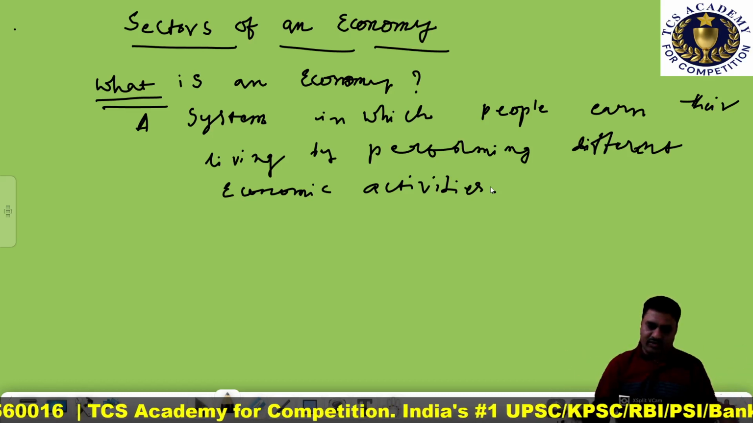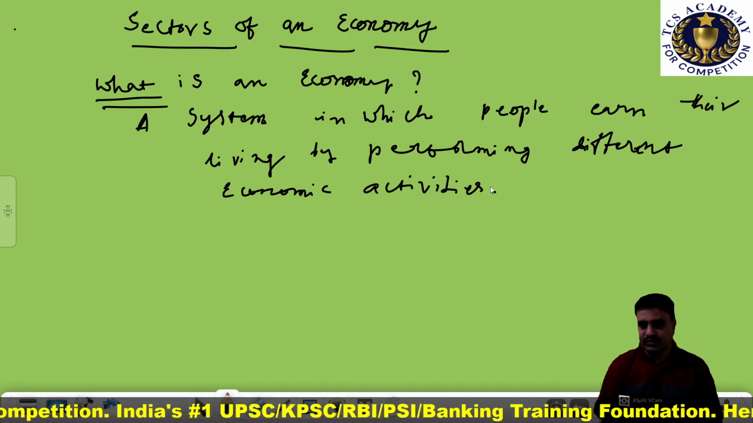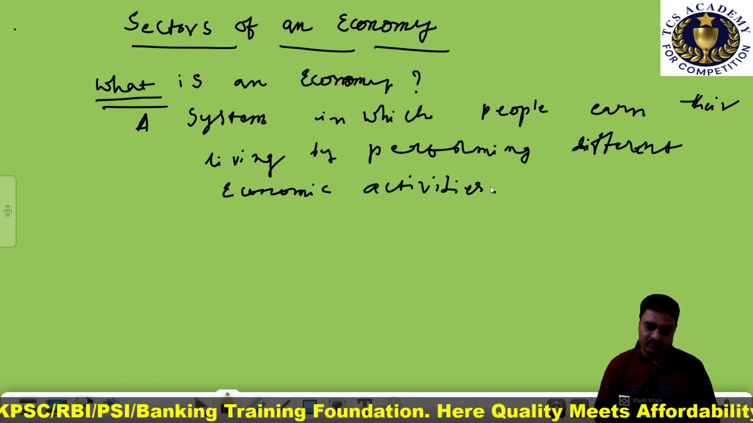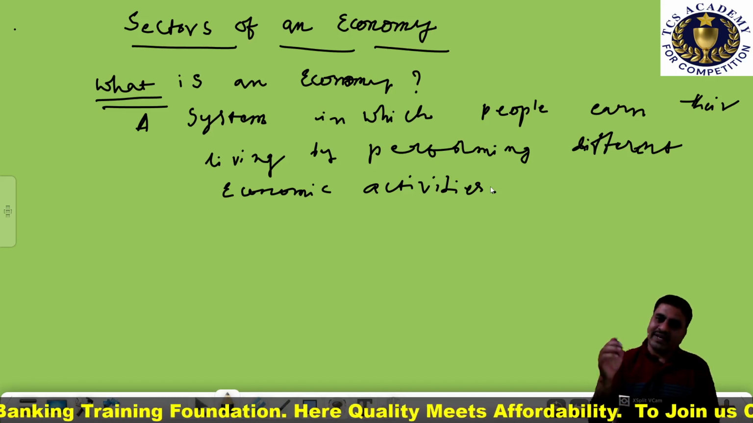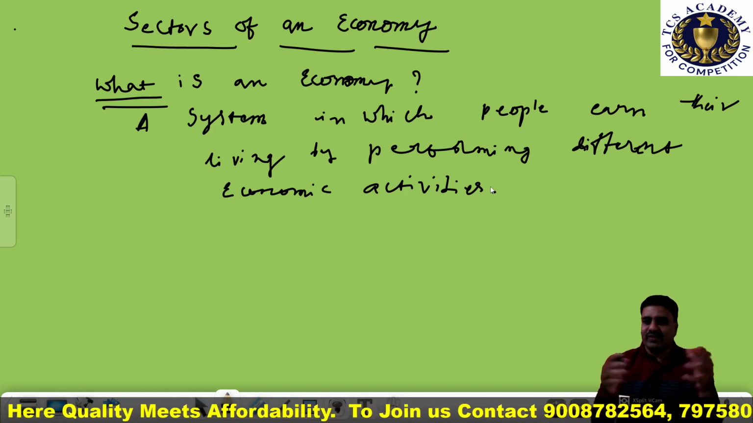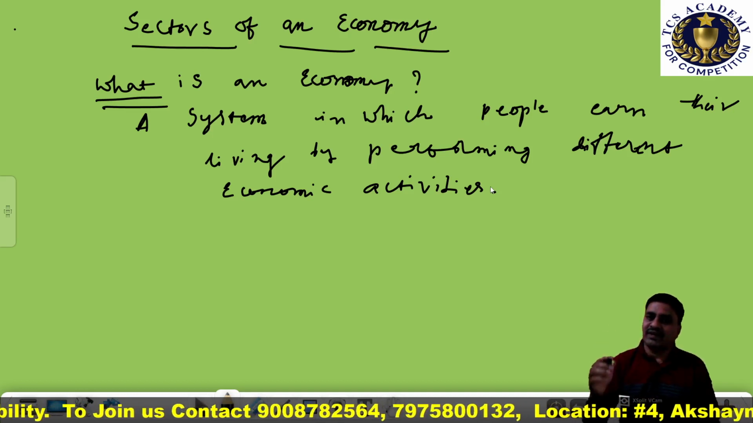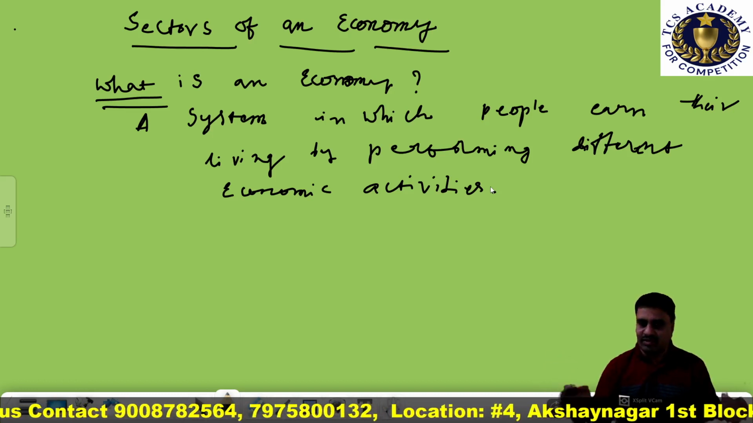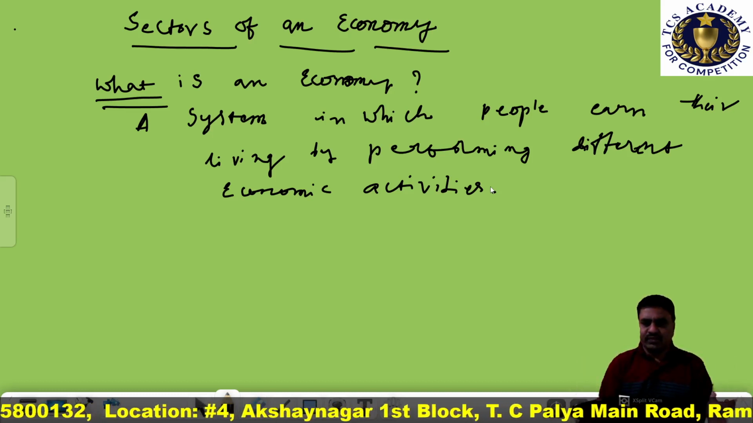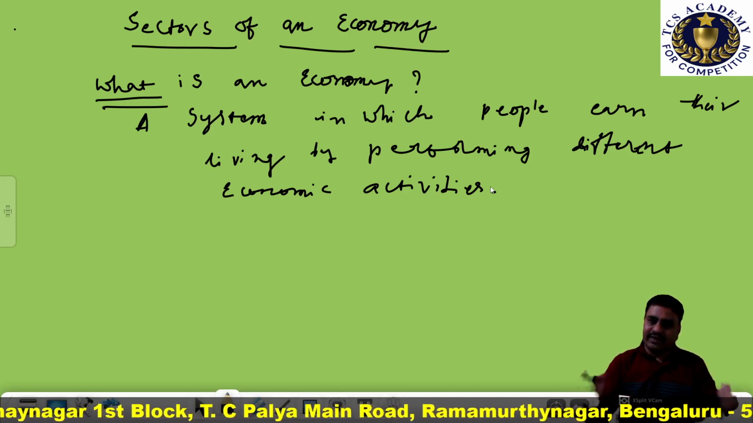Is it clear? An economy refers to the entire collection of production units. The collection of production units, we call it as economy. Economy is nothing but there is a geographical area in which the people are undertaking number of economic activities for their living. That particular region, that particular geographical area, we call it as an economy. Is that clear? Okay. Now, very simple. Economy is a system in which the people earn their living by performing different economic activities.